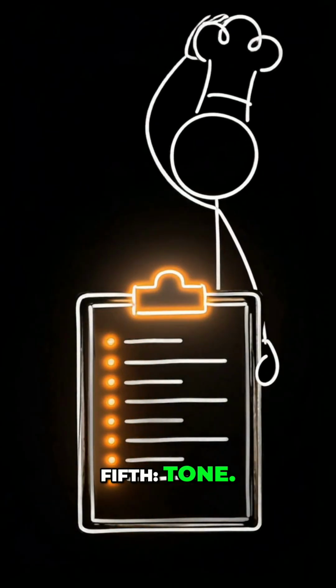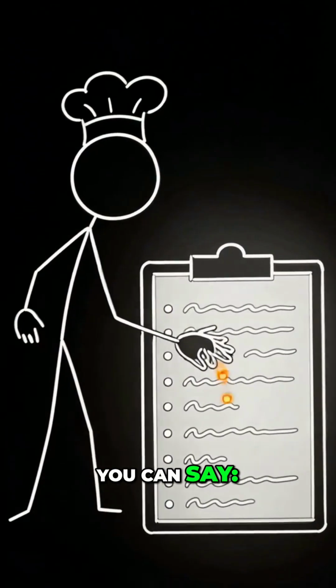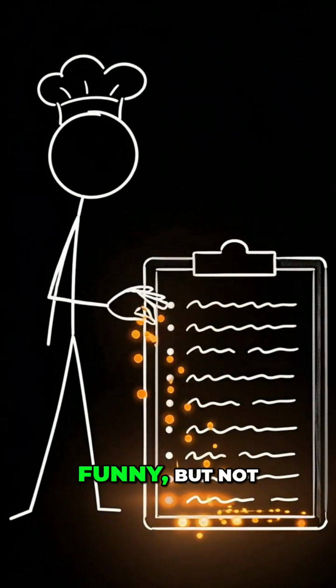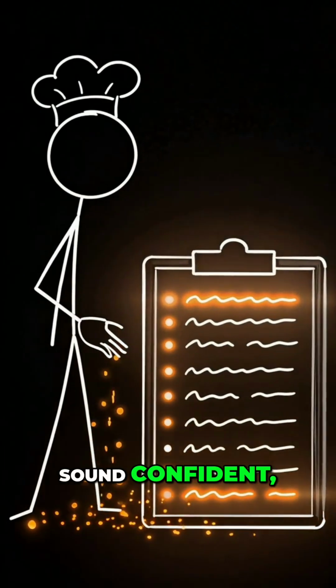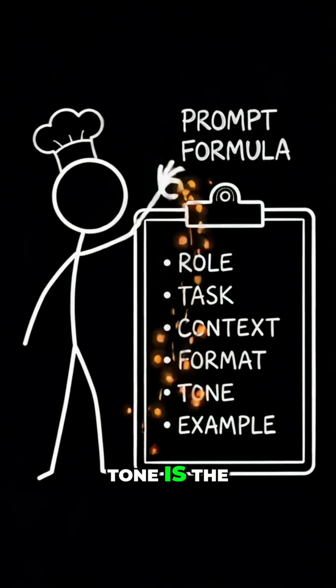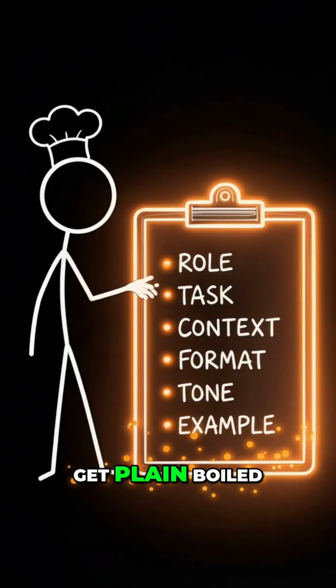Fifth, tone. This is huge. You can say, make it warm, but professional. Make it simple enough for a beginner. Make it funny, but not cheesy. Make it sound confident, not rude. Make it casual, like I'm texting a friend. Tone is the seasoning. Without it, you get plain boiled internet.